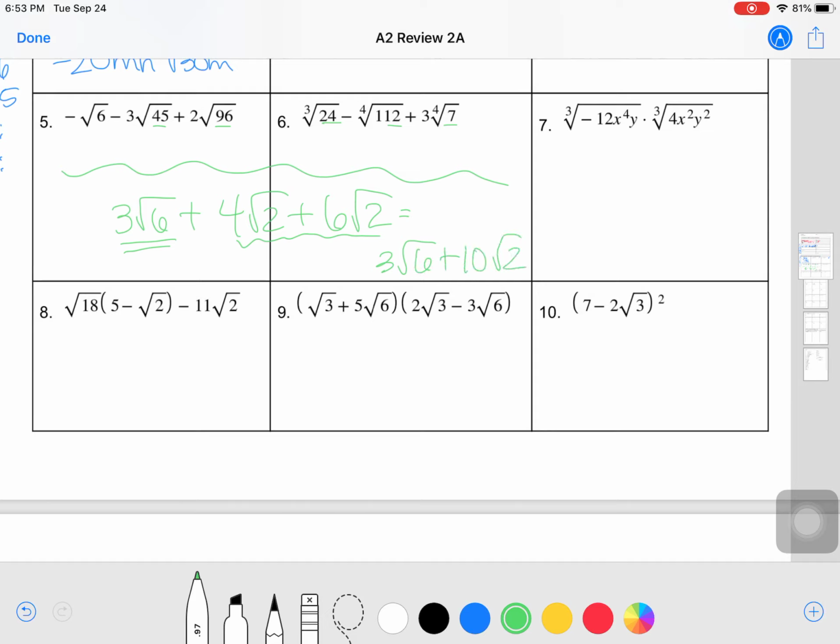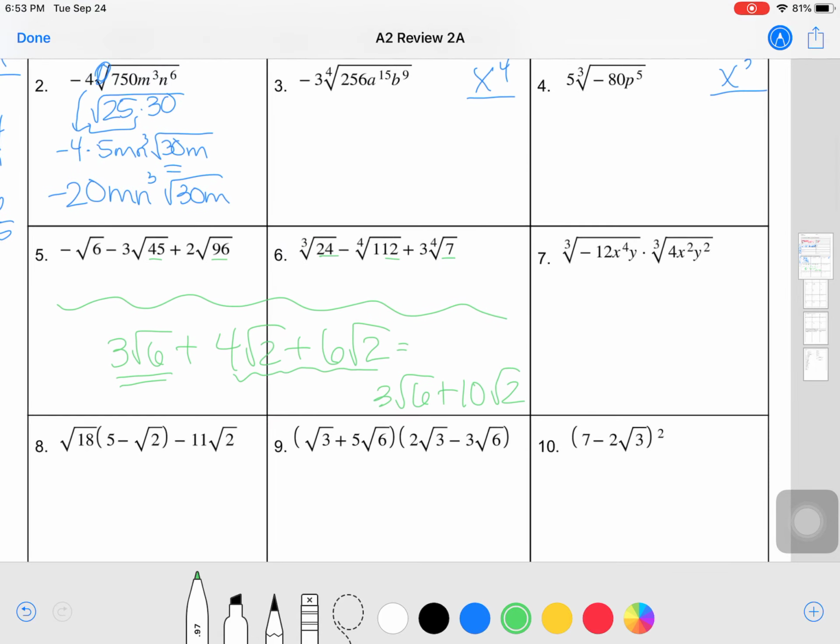Okay, so make sure you're thinking about like terms. That's the only difference between 5 and 6 in these first 3 when you simplify. So you're going to simplify first, do exactly what we did here, and then if they have matching radicals, you add the coefficients in front of your radicals. That's how I got this 10.